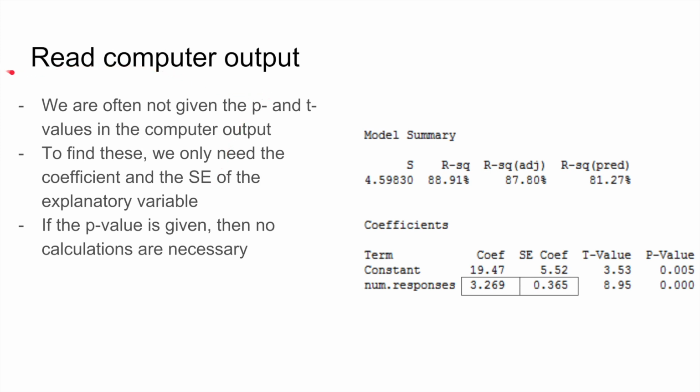Sometimes you're going to have to read computer output like in this Minitab, as you can see. We're not often given the P and T values in this computer output, so you may be asked to find these, which is what we just explained. But as long as you know the coefficient and the standard error coefficient of the explanatory variable, you're fine. If the p-value is given, then no calculations are necessary. Like in this case, the p-value is given at 0.000.